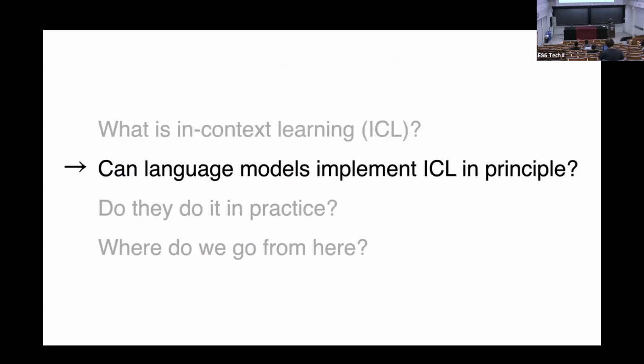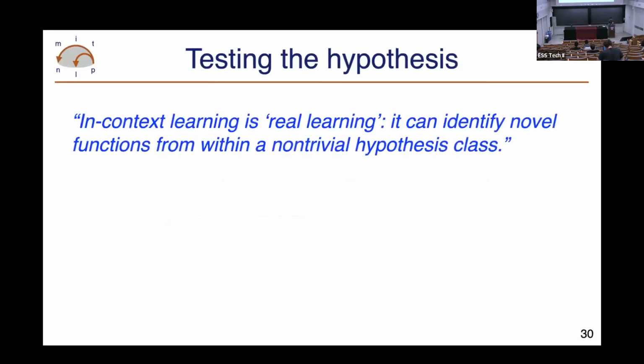Other questions before we go on? OK, cool. So yeah, the first question that we're going to ask here then is whether it's possible for these transformer type models to do real learning, whatever that means, even in principle. So to take this hypothesis that we had before and figure out whether there's some class of functions and some class of models for which this is true.